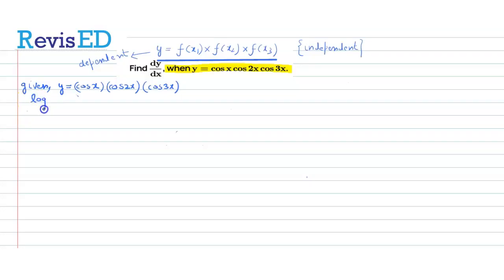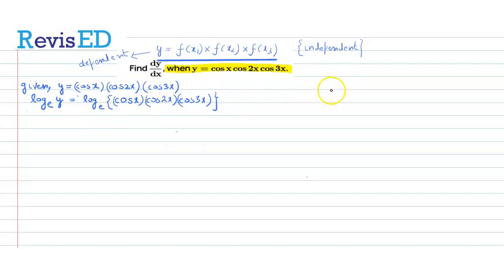So log base e of y is equal to the log of the entire RHS term, that is the product of the cos terms, cos of x multiplied by cos of 2x multiplied by cos of 3x. So we have taken the log of the entire LHS term as well as the RHS term.